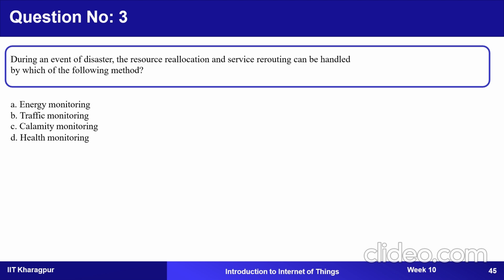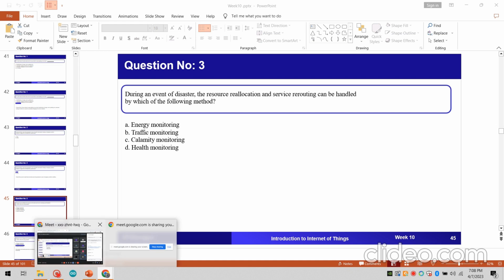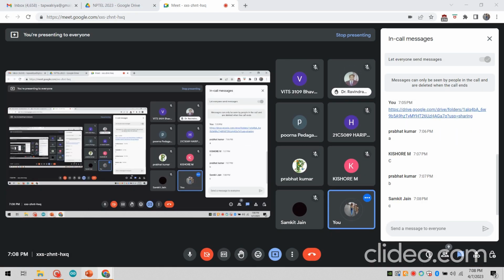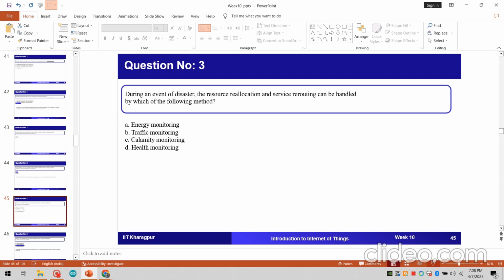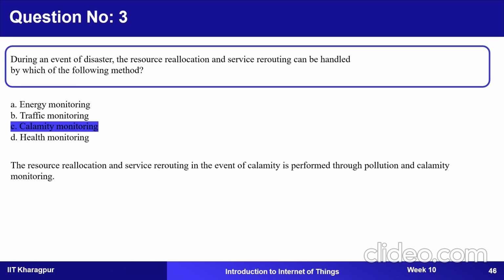I have got two answers, B and C. Anyone else? C. Yes. See, traffic monitoring will be used in the case of vehicular networks. Traffic monitoring means detecting how much traffic is there on the road. So how can it be used in case of disaster? Calamity monitoring is the correct option for this.